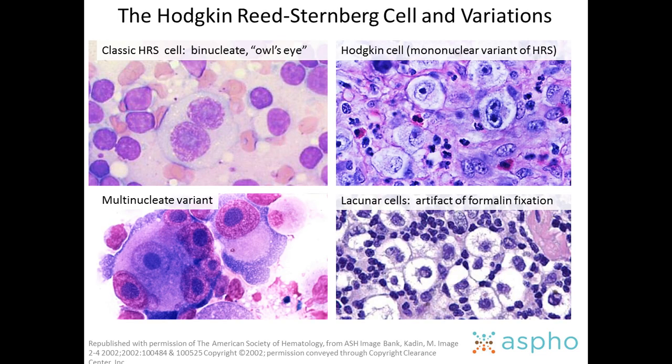They do want you to know the Hodgkin-Reed-Sternberg cell and its variations. So in the upper left, this is the classic Hodgkin-Reed-Sternberg cell with the two nuclei and the owl's eye. There's also the Hodgkin cell, which is just the mononuclear variant of the Reed-Sternberg cell.